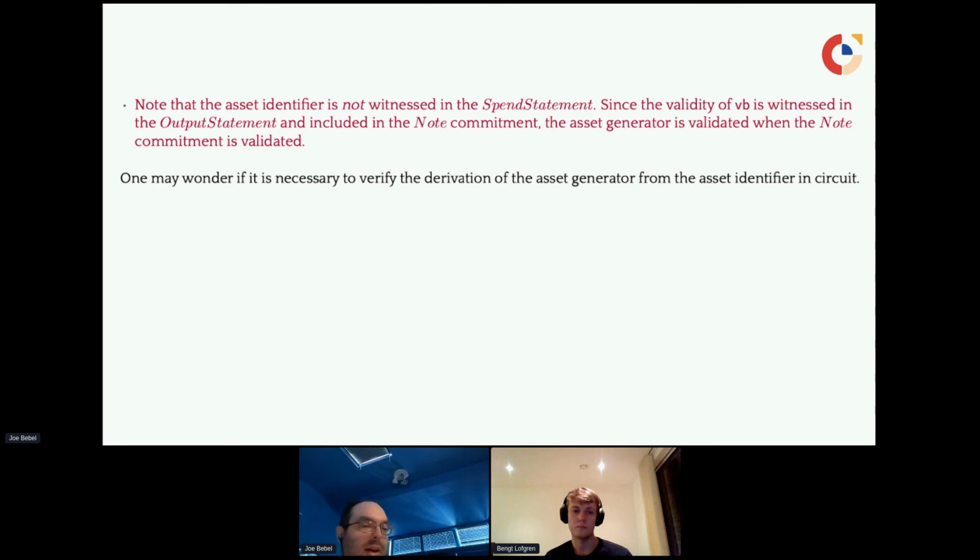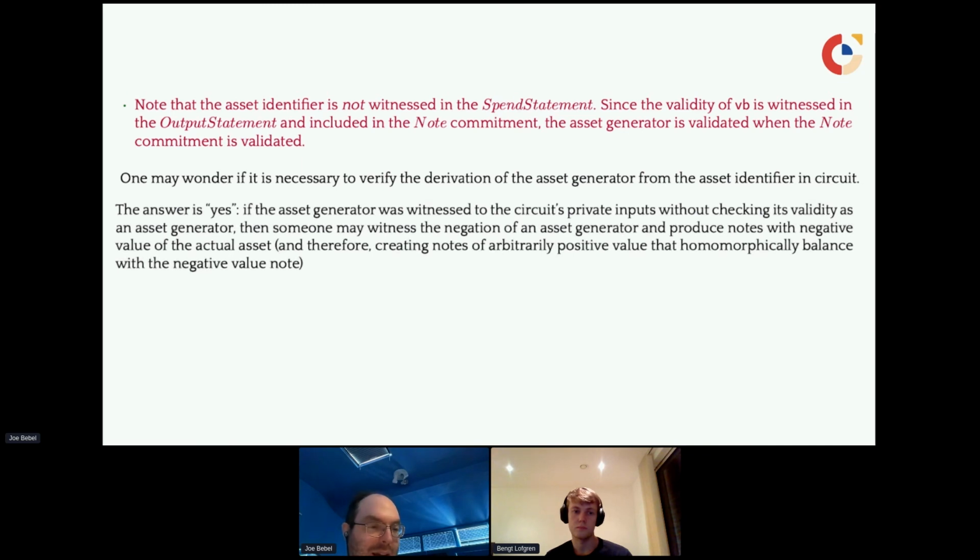The answer is kind of yes and no. The answer is yes in the construction that we just described, but for the reason that I just described. If someone witnesses the negation of an asset generator and produces notes with negative value of some actual asset, they can create notes of arbitrarily positive value that homomorphically balance.